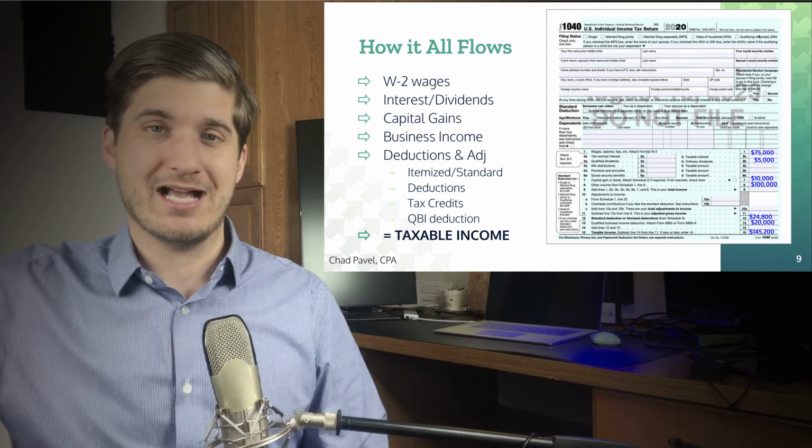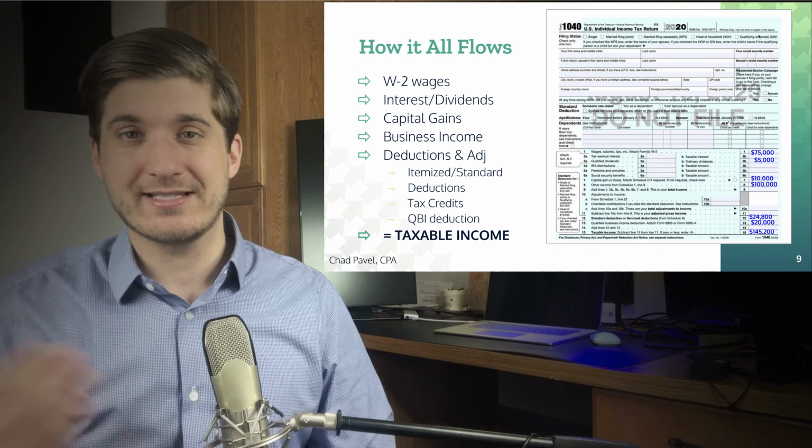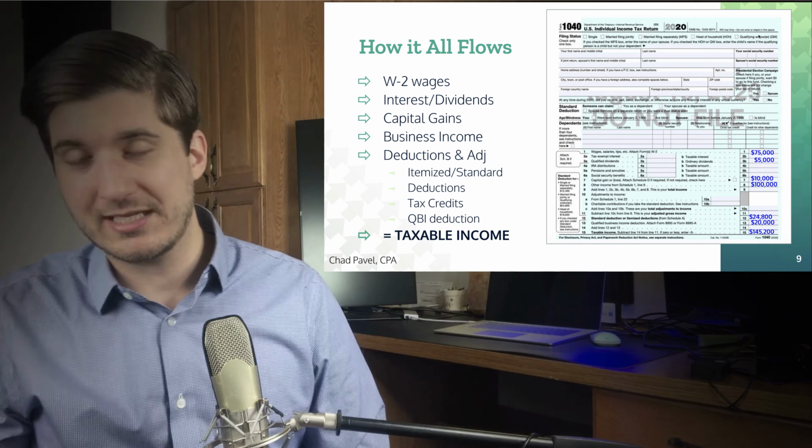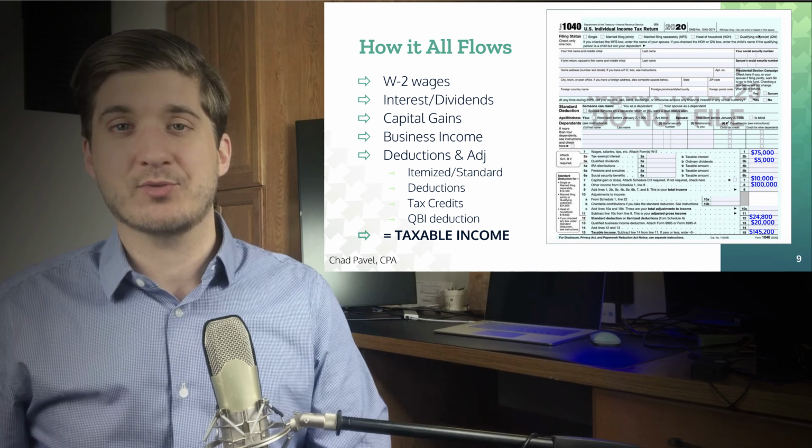And the ultimate result is that you'll have a bunch of income on top. You'll have hopefully some deductions and credits and adjustments below. And the resulting number of everything totaled up together is how much you and your spouse will pay tax on.